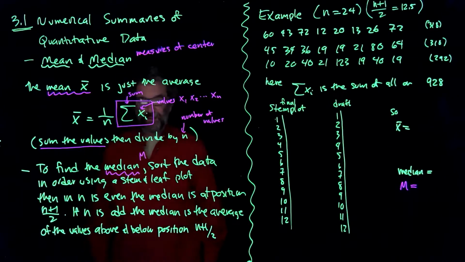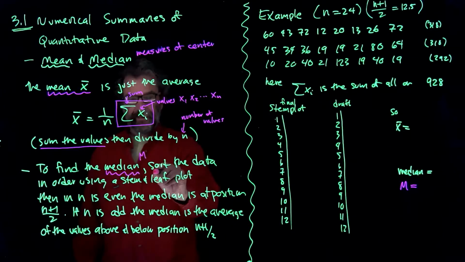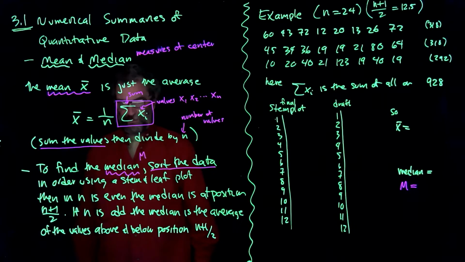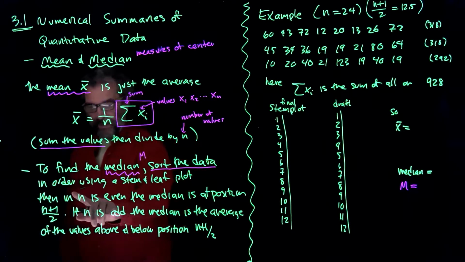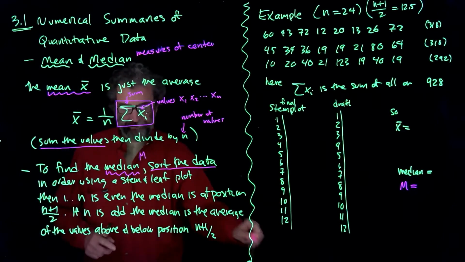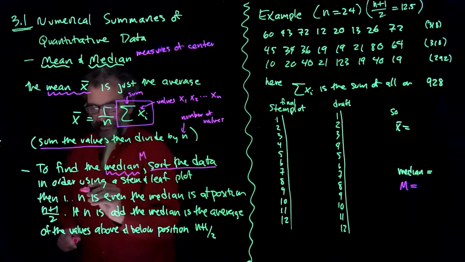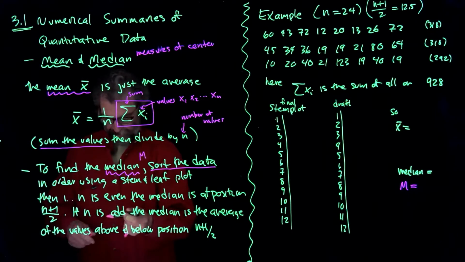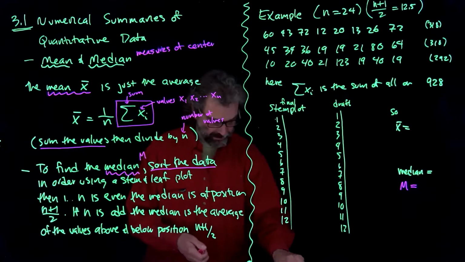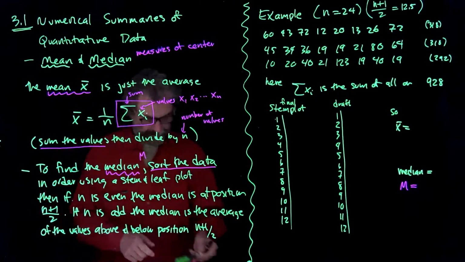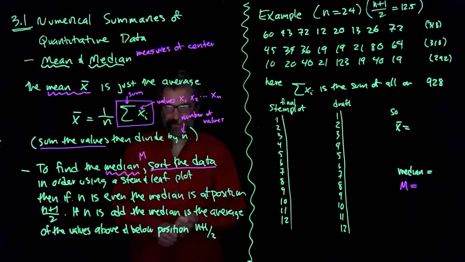To find the median, sort the data in order using a stem and leaf plot. So sorting the data is important. Sort it. Then, if n is even, the median is at position n plus 1 over 2.